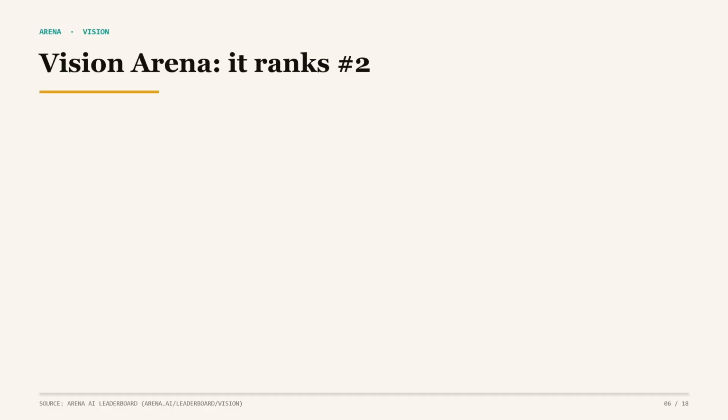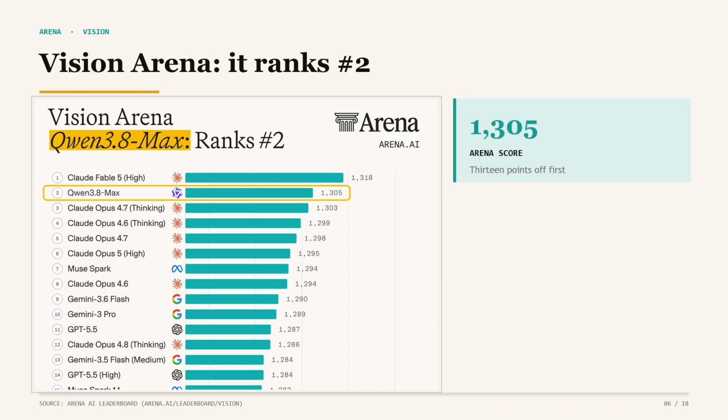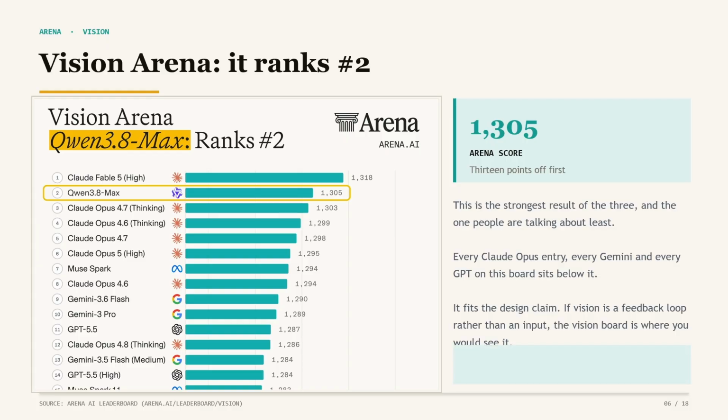Now this one surprised me. This is the vision board. You give the model a picture, ask about it, and people vote on the better answer. Qwen 3.8 Max is number 2 in the world. Only Claude Fable 5 is above it. And look at everything below it. Every Claude Opus, every Gemini, every GPT. This is the strongest of its three results, and it is the one getting the least attention. It also fits the design story Alibaba told, which I will come back to in a few slides.